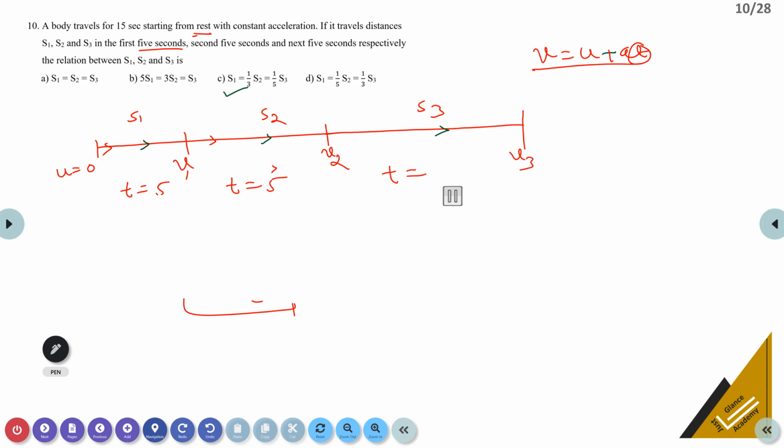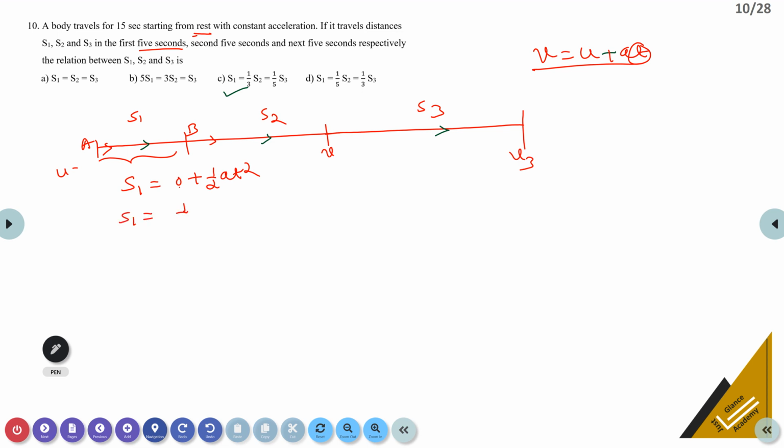Or else, students, if you want to do it in detail, I'll give the solution for this also. First, from A to B, S1 equals 0 plus half a t square. Initial velocity is 0 here. Then S1 equals half into a into, for the first 5 seconds, 25. S1 equals half a into 25.